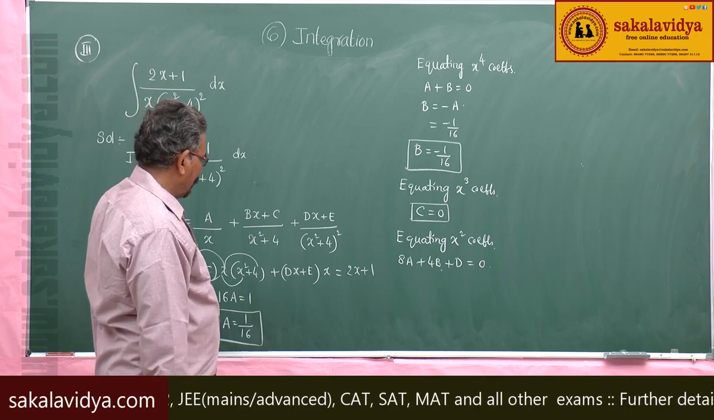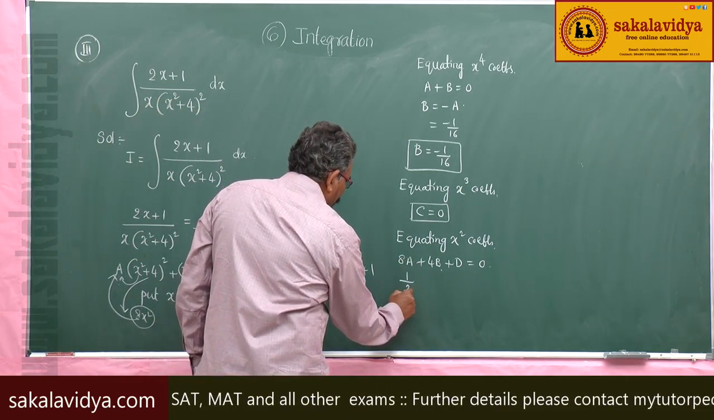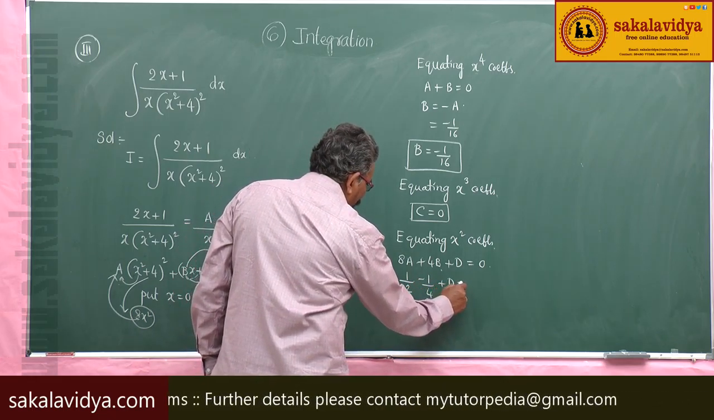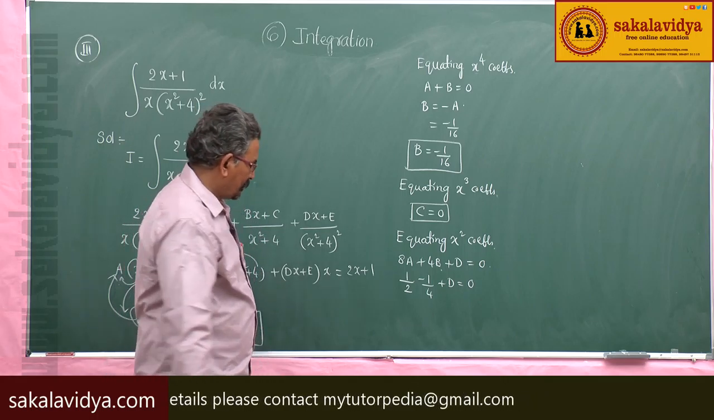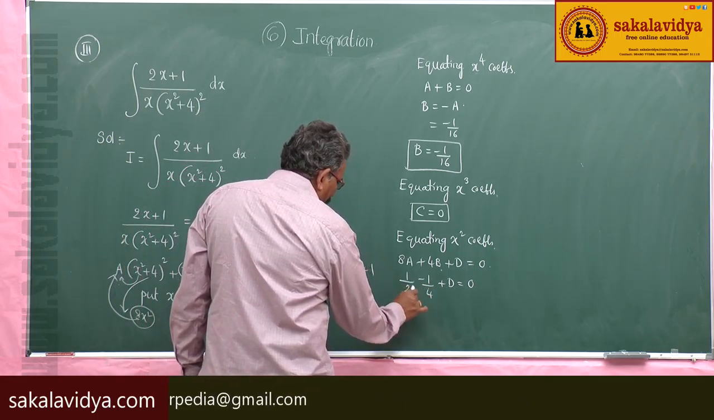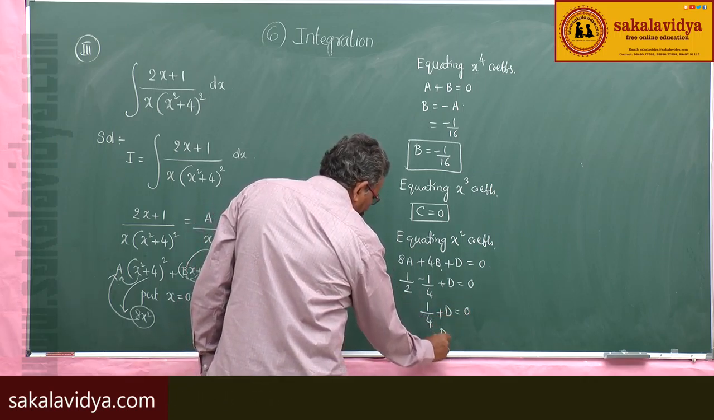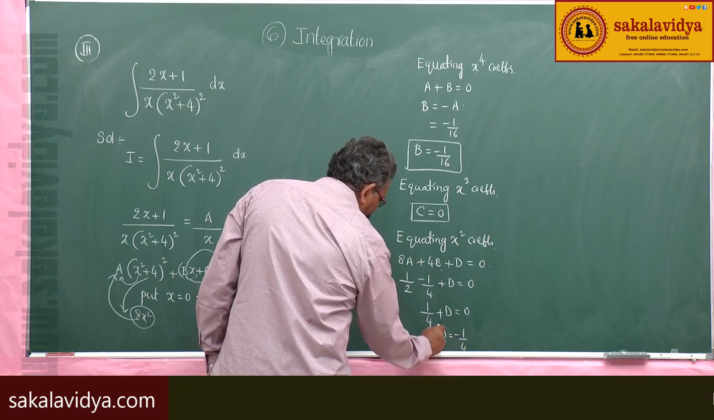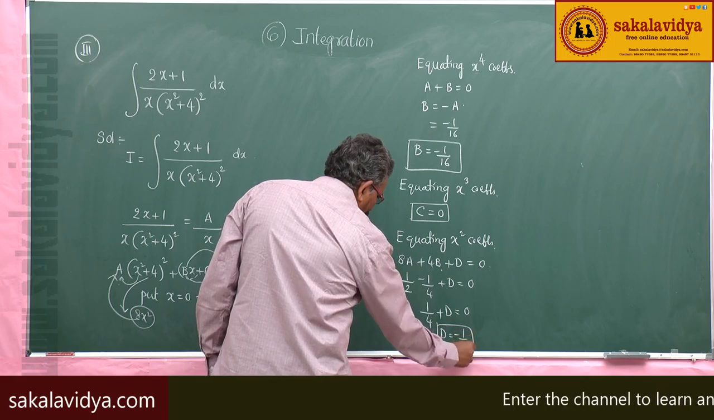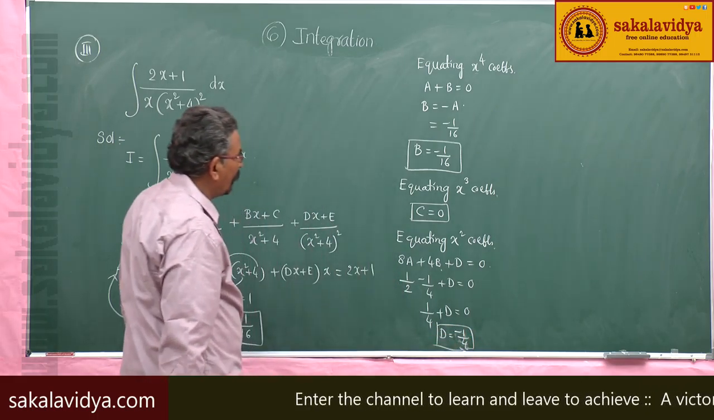Now let us substitute the A and B values. 8 into 1/16 is 1/2, minus 4 into 1/16 is minus 1/4, plus D equals 0. With 4 as the LCM, this is 1/4 + D = 0, so D becomes minus 1/4.